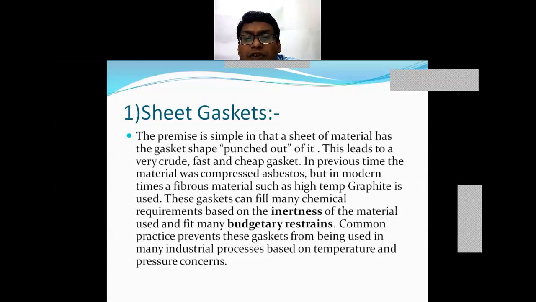Previously the material was compressed asbestos, but in modern times a fibrous material such as high temperature graphite can be used. So basically asbestos was used and nowadays graphite can also be used. These gaskets can fill many chemical requirements based on the inertness of the material used and fit many budgetary restraints. However, common practice prevents these gaskets from being used in many industrial processes because of temperature and pressure concerns.